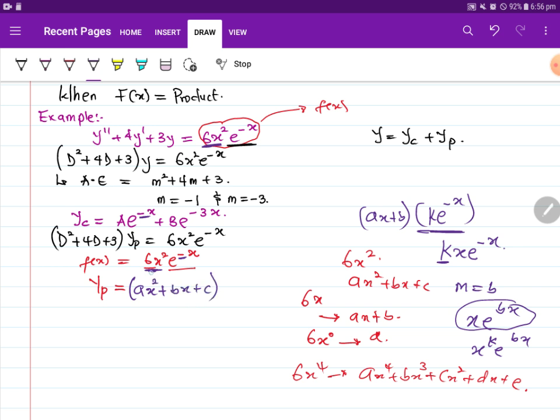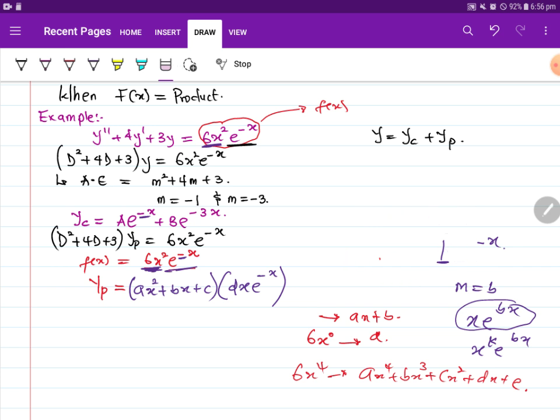That's for the polynomial, this one. Now, for the exponential, which is this, let's use d. That's dx exponential minus x. So, this is my yp. I can clean this part. We don't need them again.